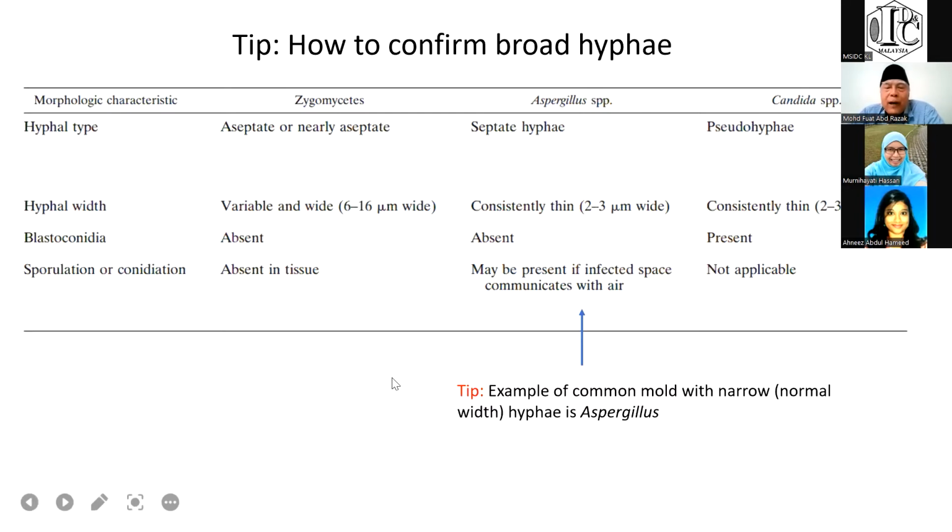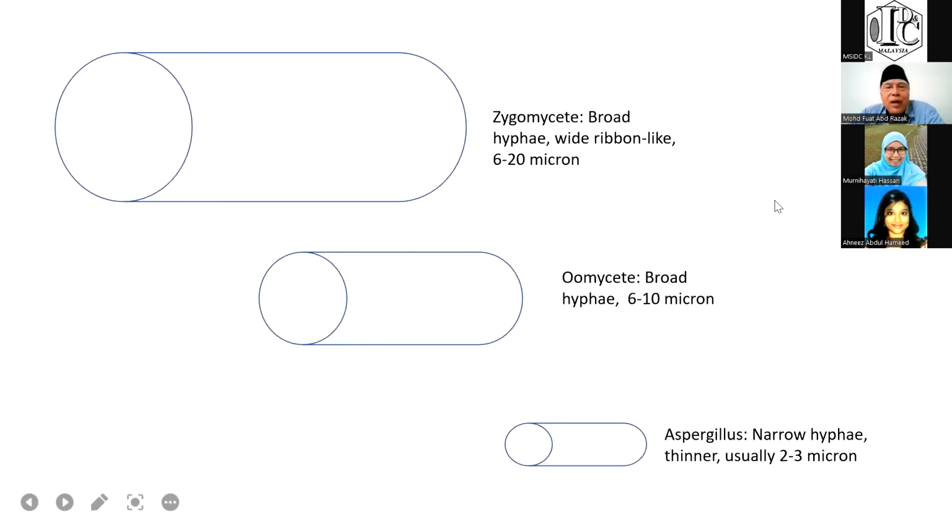So my tip, if you want to make sure you know how wide hyphae look, you can start learning by looking at Aspergillus hyphae. Then you know if you see bigger, wider hyphae than that, it's probably zygomycete. I have a diagram here comparing Aspergillus to zygomycete.